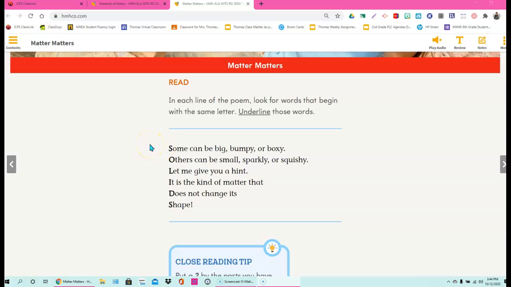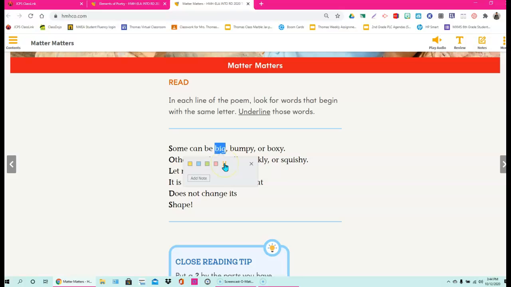Some can be big, bumpy, or boxy. Others can be small, sparkly, or squishy. Let me give you a hint. It is the kind of matter that does not change its shape. So, this is not like a normal paragraph we're used to seeing. It does have rhythm. It has alliteration. And so that's what we're going to go ahead and underline now. So I'm going to highlight it. Actually, I can underline it in mine. So I want you to underline the words in yours.